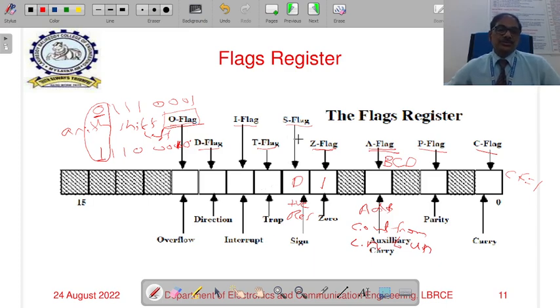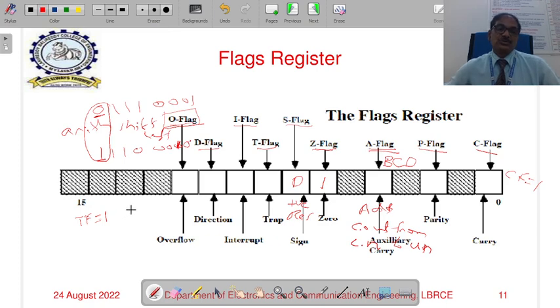Next, we will see the control flags. In control flags, first is the trap flag. These control flags are used for controlling the processor. If the trap flag is 1, or if the trap flag is set, then the processor will enter into single step mode. That means after every instruction execution, the processor registers are verified for errors. It is mostly used for step by step debugging.